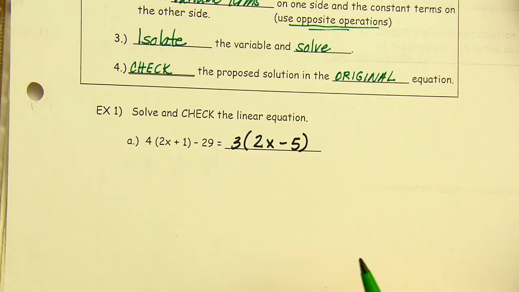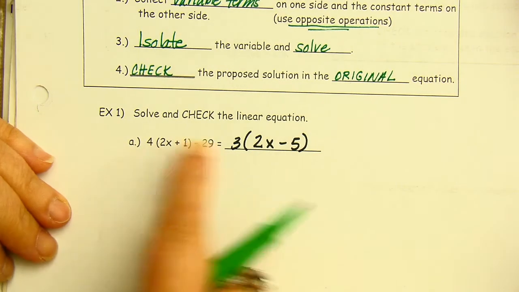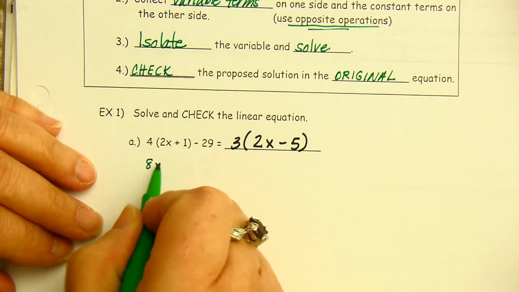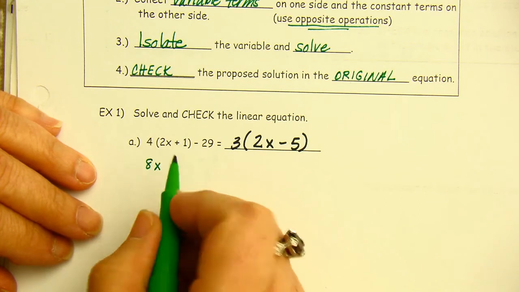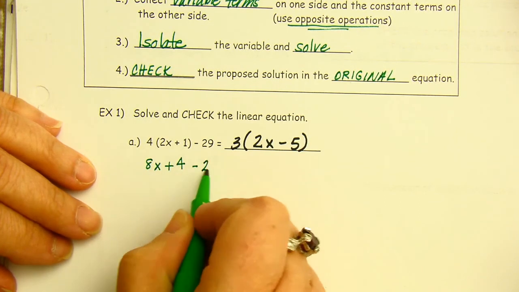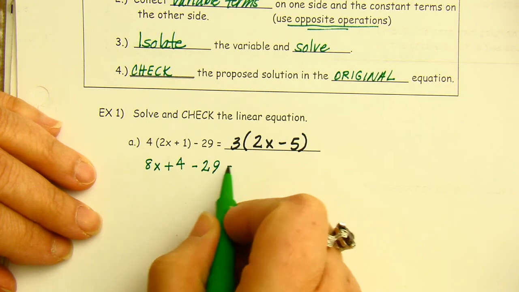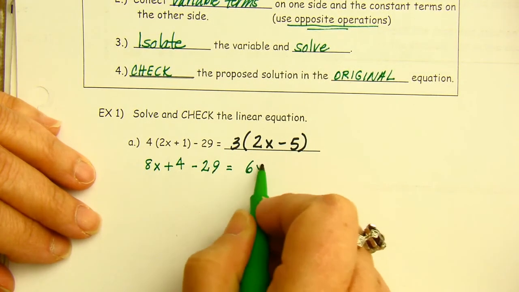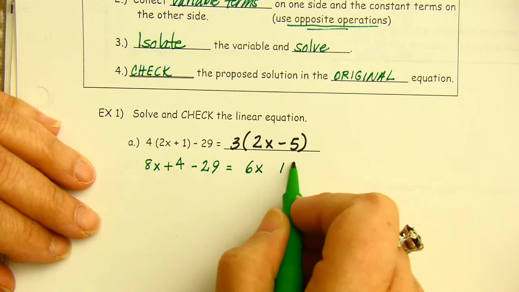Now what do we have to do? We have to remove grouping symbols. So I'm going to use distributive property on both sides. 4 times 2 is 8. Don't forget about x. It's positive. 4 times 1 is 4. Positive. And I've got this subtract 29 equals distribute on the right. 3 times 2, 6. Don't forget about x. 3 times 5, 15. It's negative.